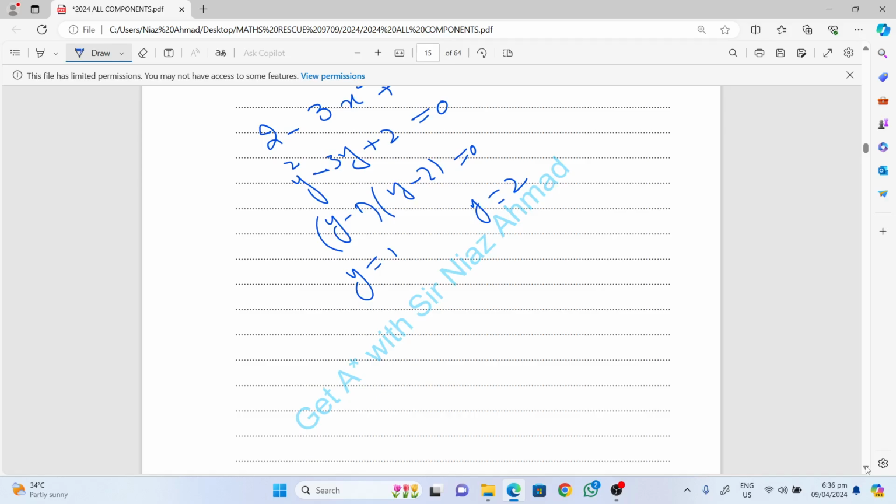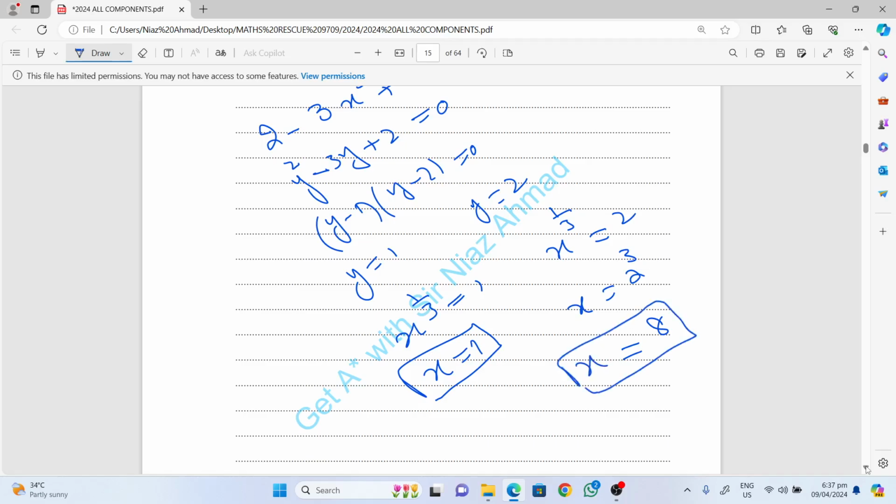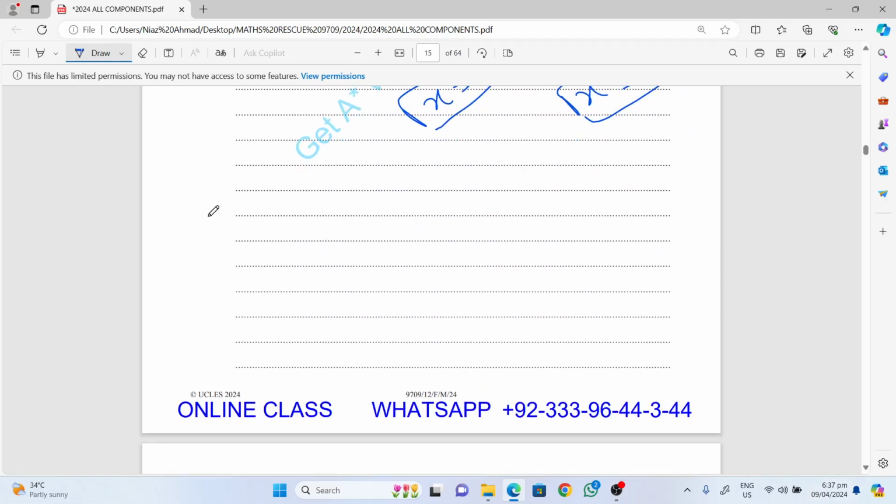But y is x raised to the power 1 by 3. So x raised to the power 1 by 3 is 1, so we can say x is 1. And if y is 2, it means x raised to the power 1 by 3 is 2, and x is cube of 2. This would be 2 cube, so this is 8. So x is 1 and x is 8. So actually I got my limits for integration, that is 1 to 8. Now I am going to do my area integration.